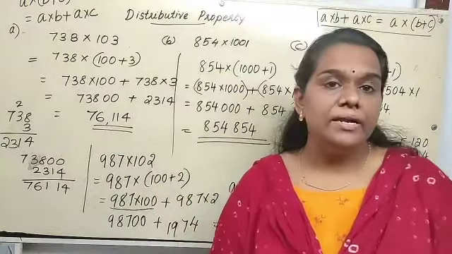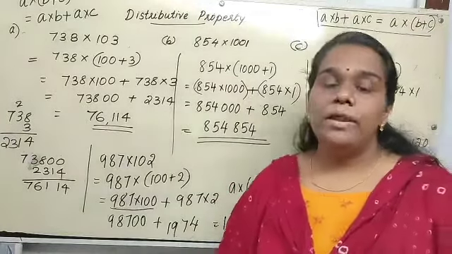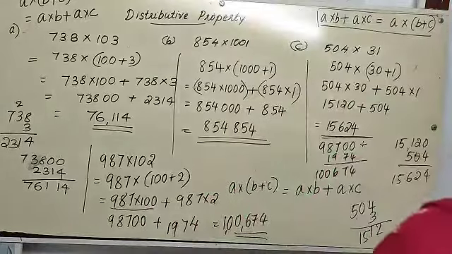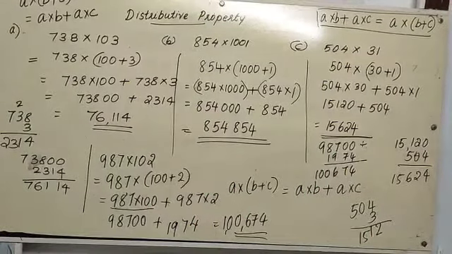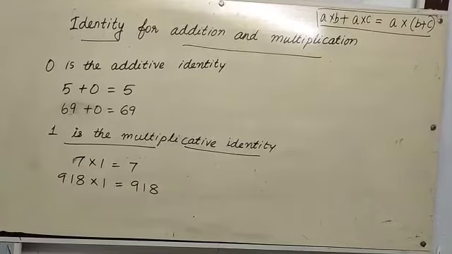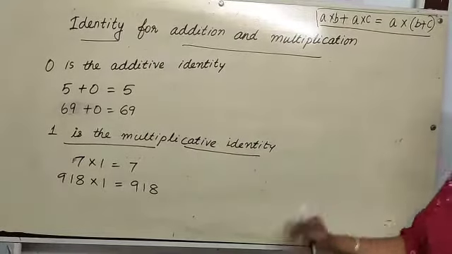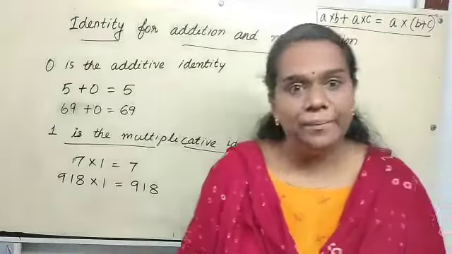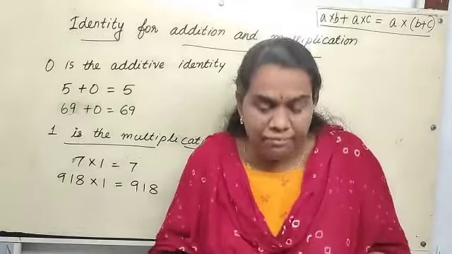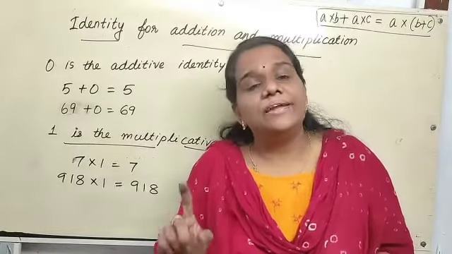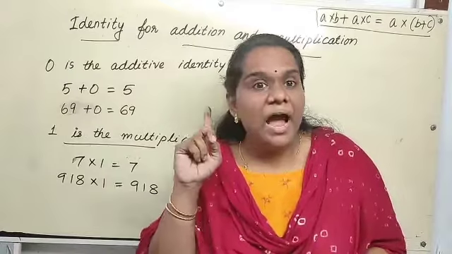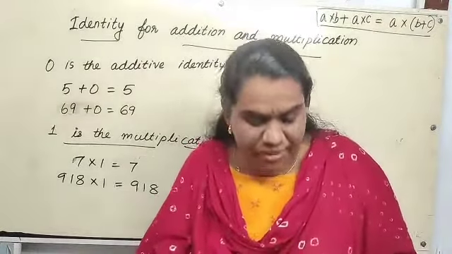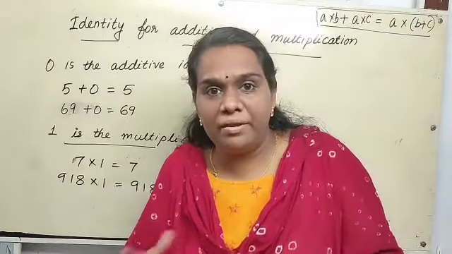I hope you have studied the distributive property now. Now let me discuss the last concept of this chapter. So dear students, the last section of this chapter is identity for addition and multiplication. Identity element. Identity, have you heard? You have only one identity card with you. What is the use of your identity card? It is used to identify you.